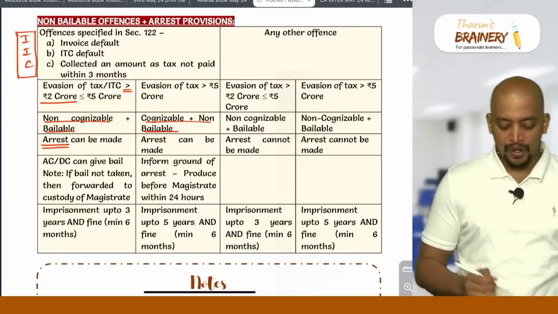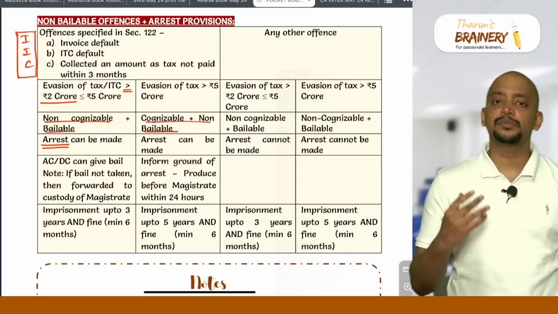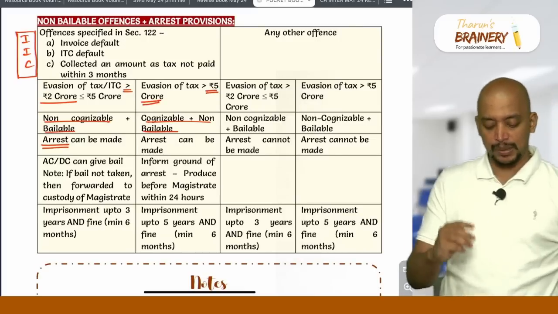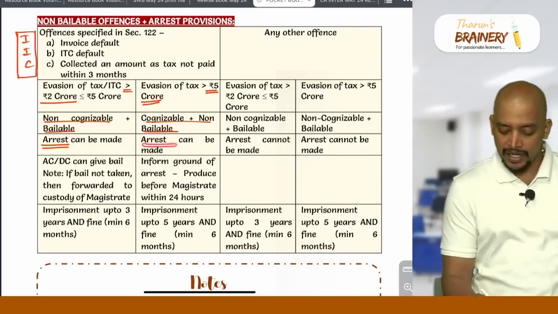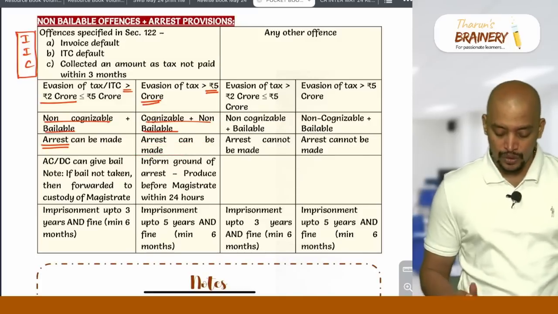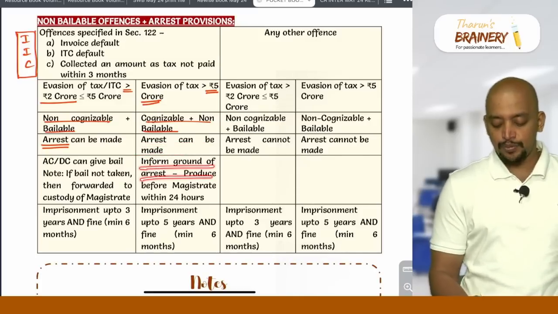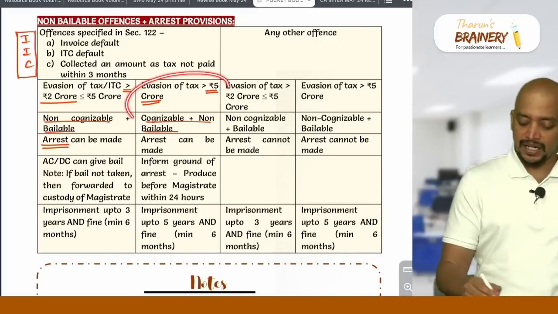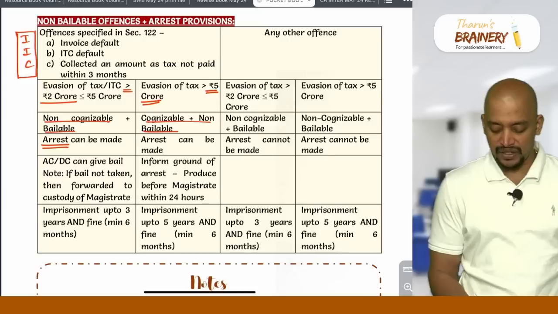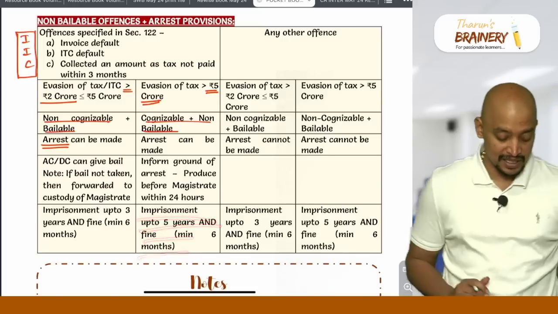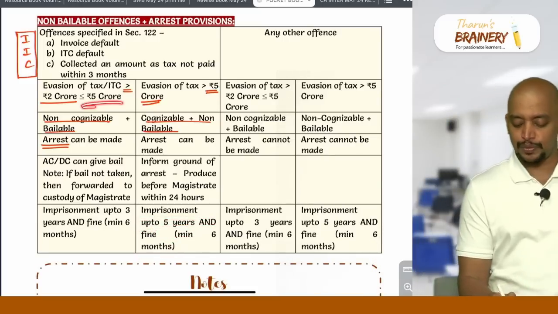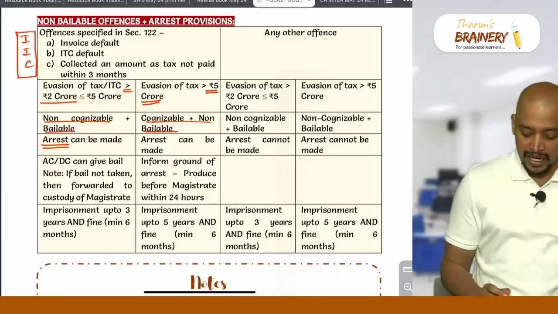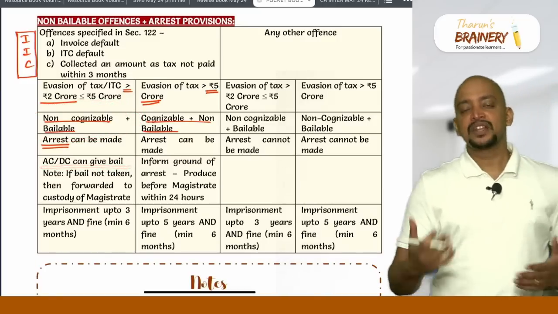Okay, so now what are the offences which are cognizable? Cognizable are severe offences. So IIC greater than 5 crores is cognizable plus non-bailable, and arrest can be made, informing the ground of arrest and producing before the magistrate within 24 hours. As the amount exceeds 5 crore, the imprisonment will be up to 5 years and fine, minimum 6 months. Whereas if the amount exceeds 2 crore but does not exceed 5 crore, it is non-cognizable plus bailable; arrest can be made and the ACDC can give the bail. So bail can be given.